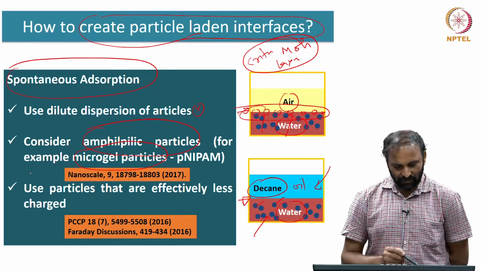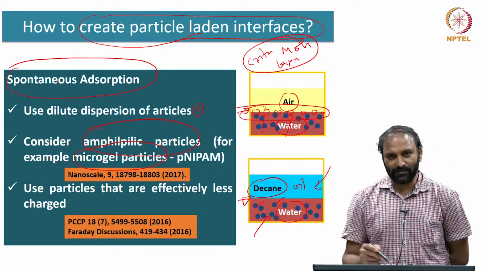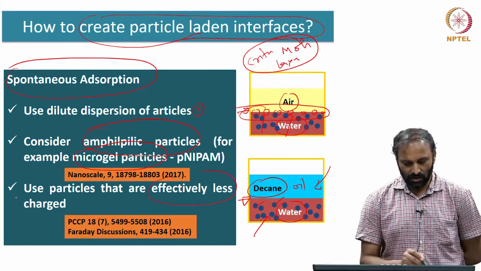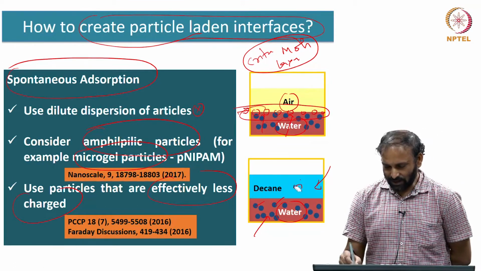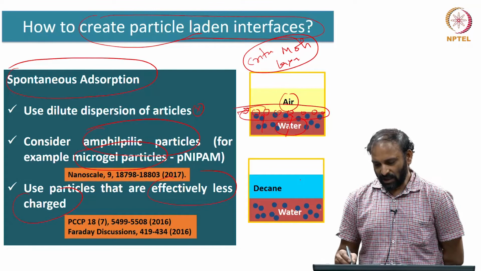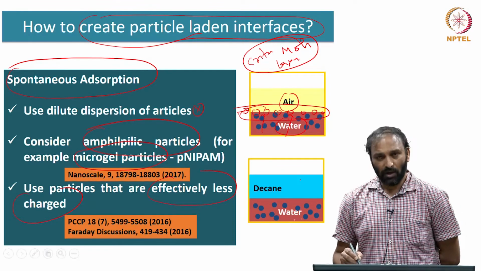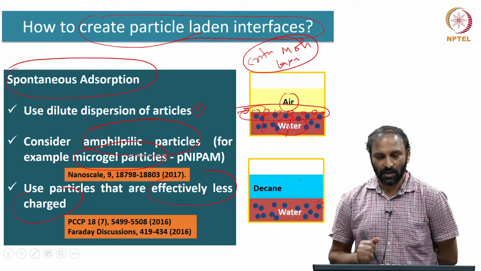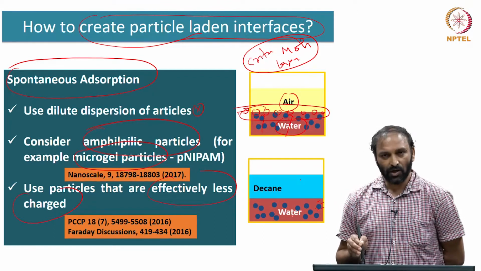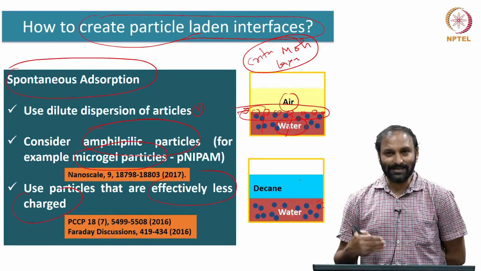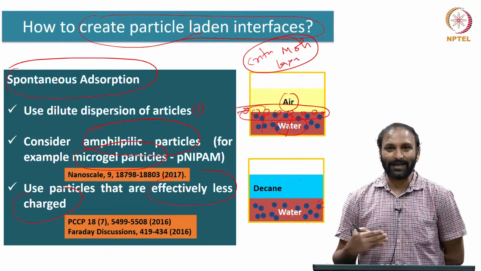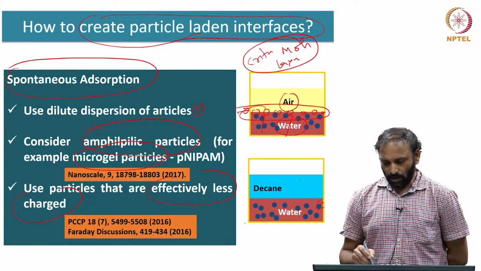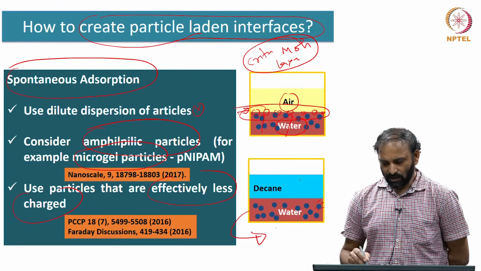The second method of achieving these particle-laden interfaces is to use particles that are effectively less charged. That means, if you have a system like this, and if you have the particles that are dispersed in water, and if the particles are either positively charged or negatively charged, and if the surface charge density is lower, they have a tendency to adsorb spontaneously at the interface, and their adsorption can be tuned by changing solution conditions.